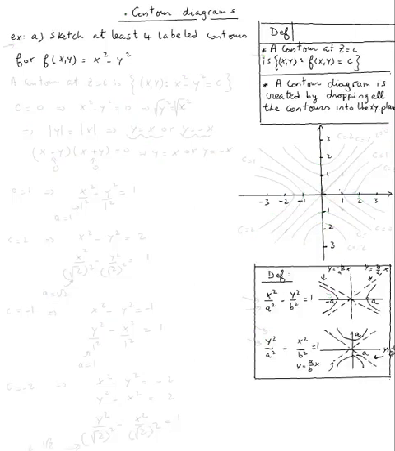The topic is contour diagrams. So let's do this example. Sketch at least 4 labeled contours for f of x, y equal x squared minus y squared.